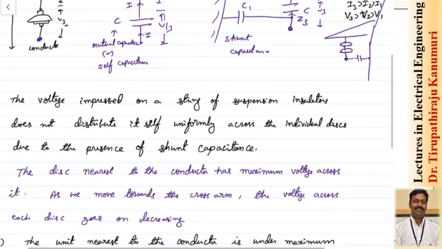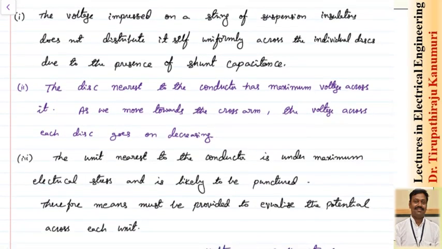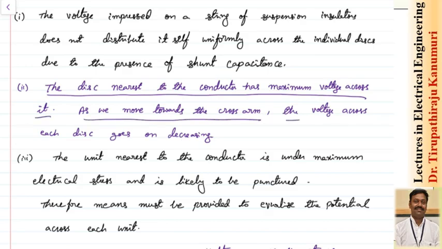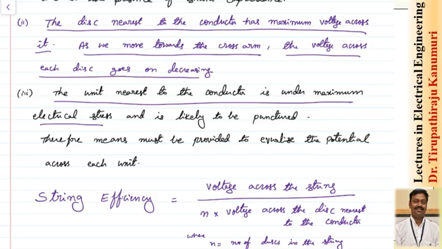shunt capacitance. Let us try to summarize the points we have seen till now, then we will proceed to how to solve this problem. The voltage impressed on a string of suspension insulators does not distribute itself uniformly across the individual discs due to the presence of shunt capacitance. This is what we observed. Next, the disc nearest to the conductor has the maximum voltage across it. As we move towards the cross arm, the voltage across each disc goes on decreasing, and the unit nearest to the conductor is under maximum electrical stress, because the maximum voltage drop is across that one only, and it is likely to be punctured. Therefore, means must be provided to equalize the potential across each unit.